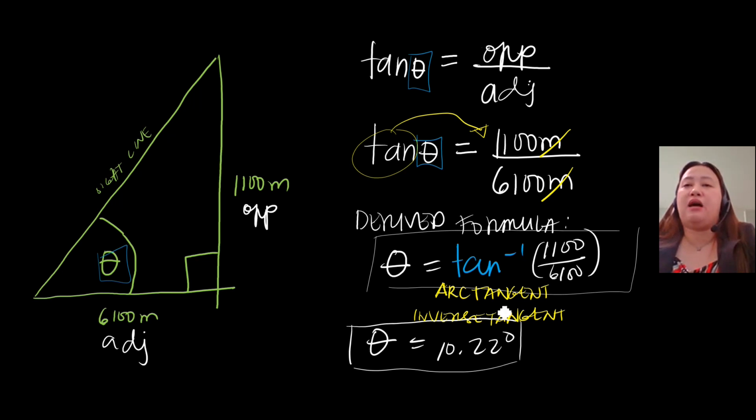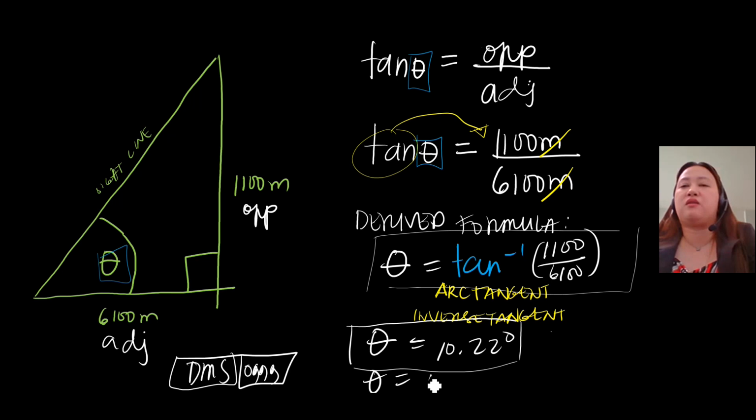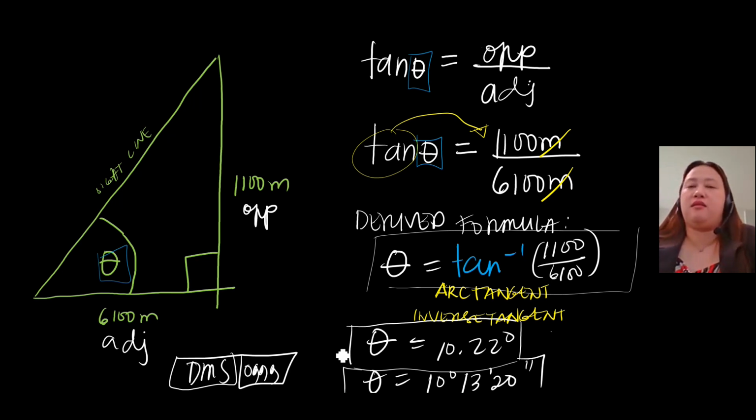So once you already have the 10.22 in your calculator, be sure that you have the complete decimal. Okay? So arc tangent, 1,100 over 6,100. After having the result, you press the DMS key. After you press it, you're going to have the answer of 10 degrees, 13 minutes, and 20 seconds. So this is just to show you the equivalent. Okay.